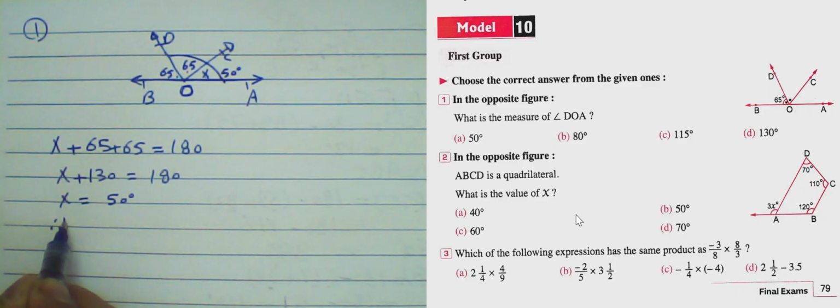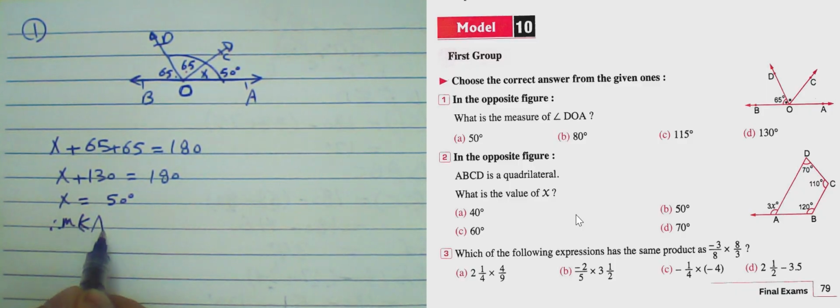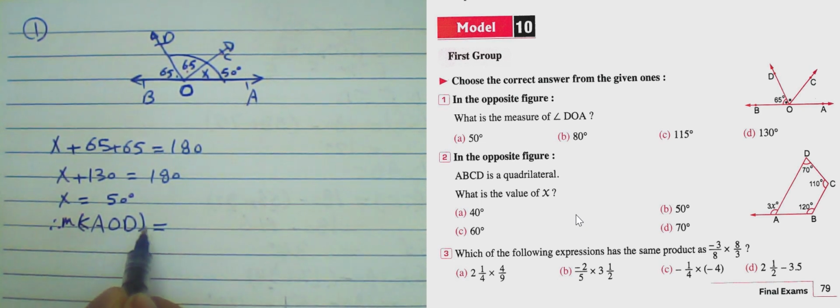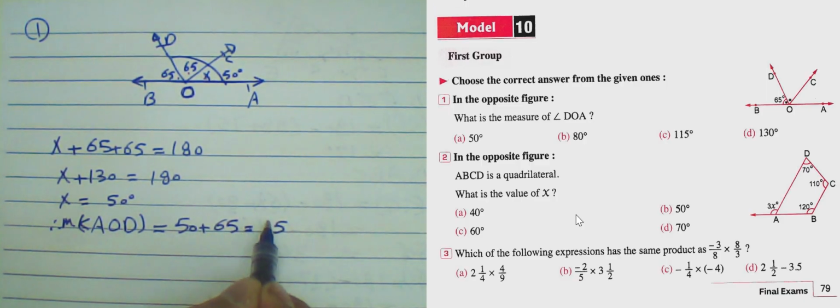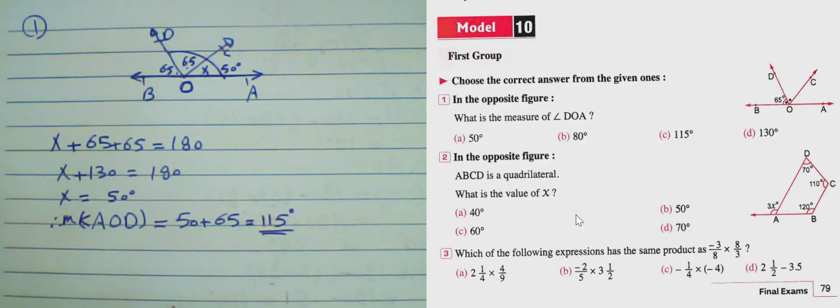Then we want to find the measure of angle EOD. EOD equals 50 plus 65, equals 115 degrees. Then the result will be 115 degrees.